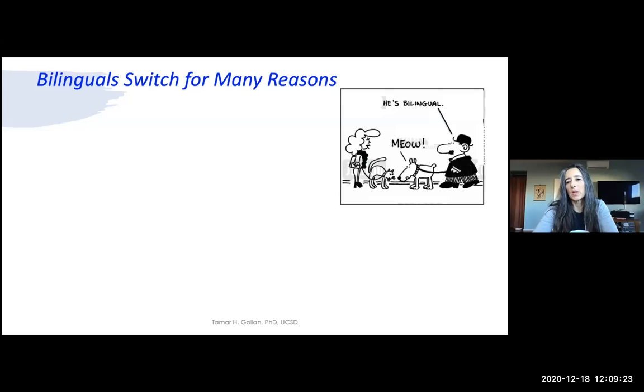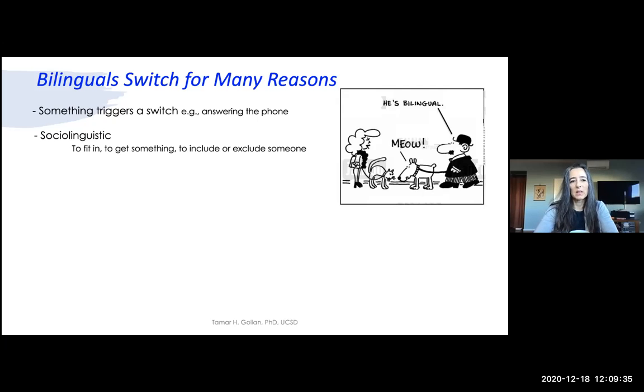But bilinguals switch for many different reasons. Something will trigger a switch, like a cat running into a dog, or you pick up the phone and it's somebody who doesn't speak the language you were just speaking. Sociolinguistic reasons, like switching to fit in, to get something.